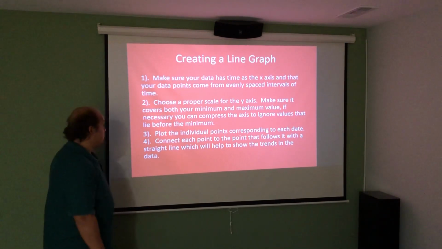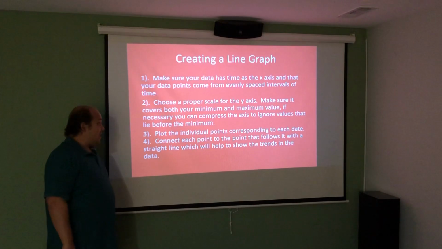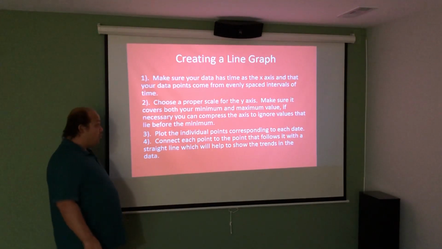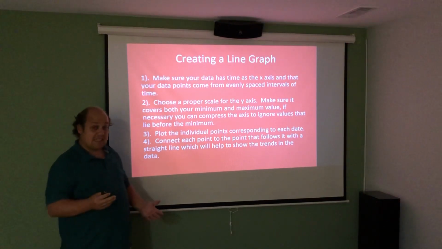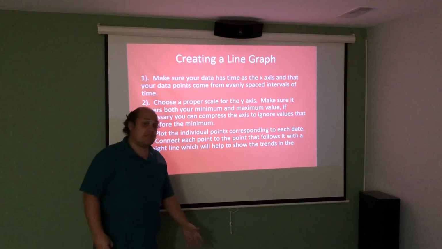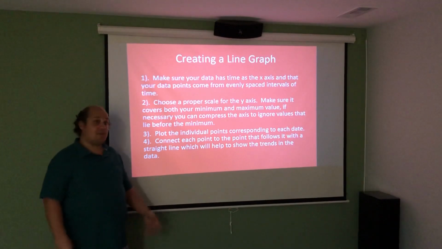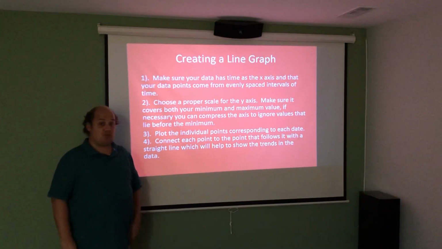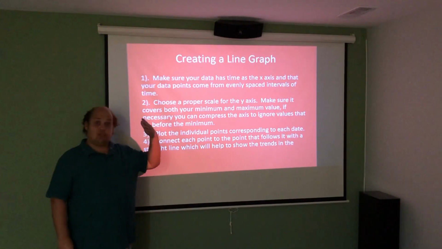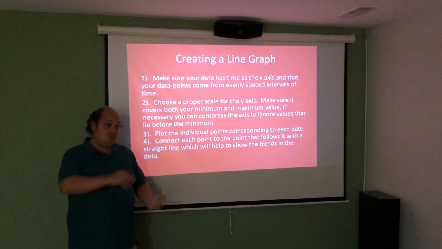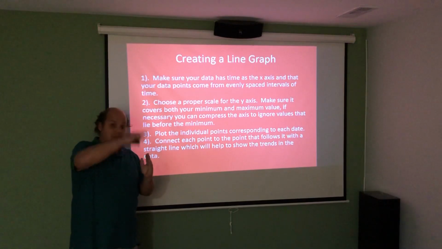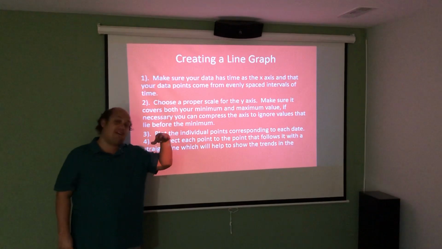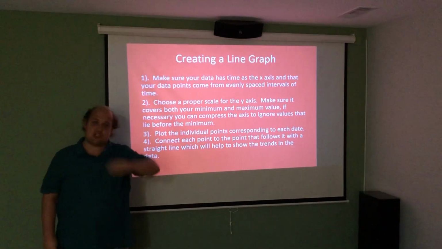You want to choose a proper scale for the y-axis, make sure your minimum and maximum value are covered. There could be times where you want to compress the axis, so there's some debate over that, whether that's misleading or not. For me, if it's something where I'm measuring temperatures over the summer and every temperature is between 80 and 100 in the time that I'm looking at it, I don't know that I necessarily want to include 0 to 80 just as blank space on the graph. I might want to say that we're going to start at 70, for instance, so I can really see the changes that are happening.